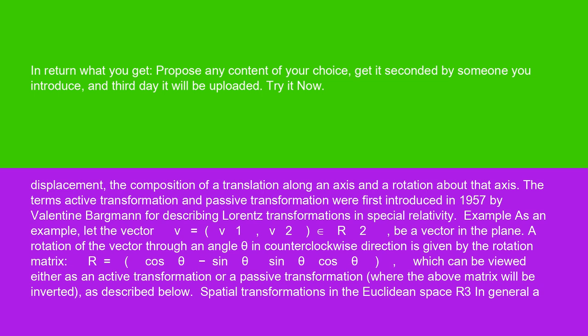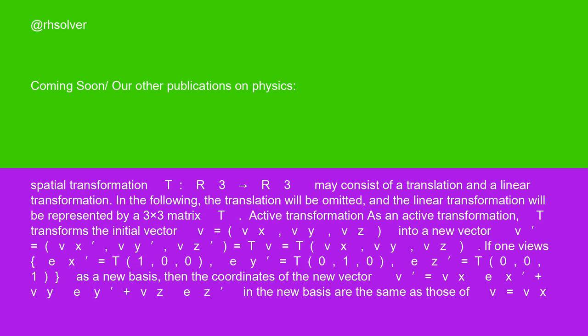Spatial transformations in Euclidean space R3 are three-dimensional in general. A spatial transformation T: R3 to R3 may consist of a translation and a linear transformation. In the following, the translation will be omitted, and the linear transformation will be represented by a 3x3 matrix T. Active transformation: as an active transformation, T transforms the initial vector v = (vx, vy, vz) into a new vector v' = (v'x, v'y, v'z) = Tv = T(vx, vy, vz).